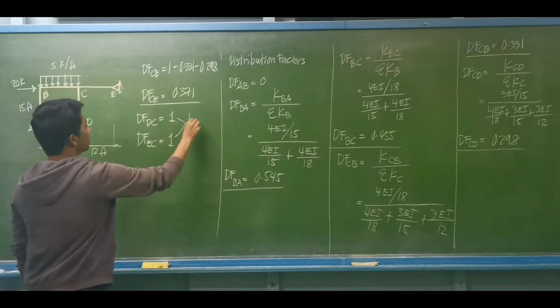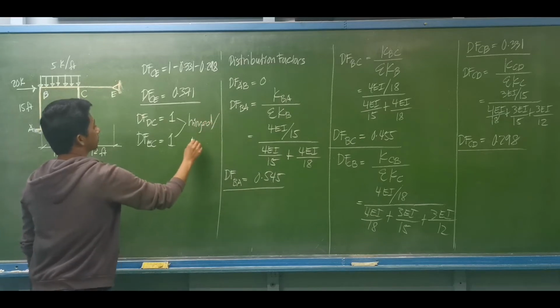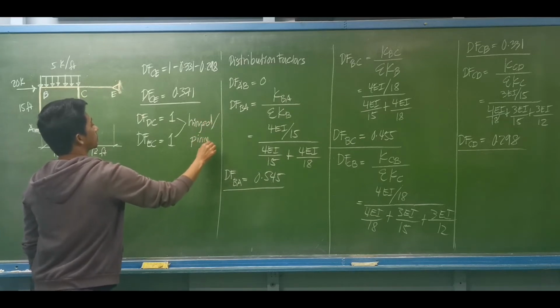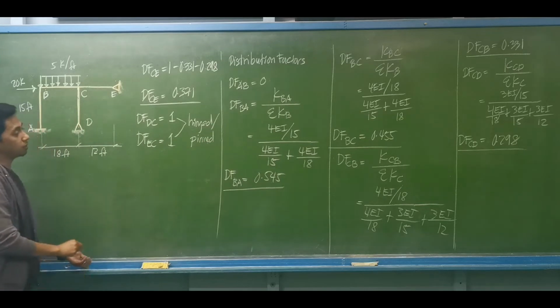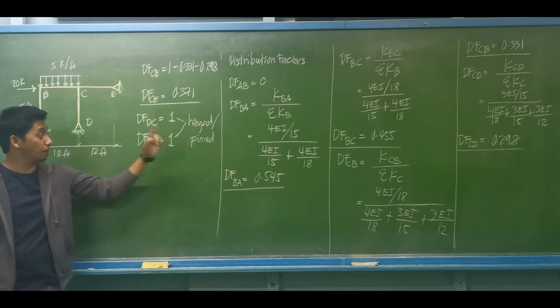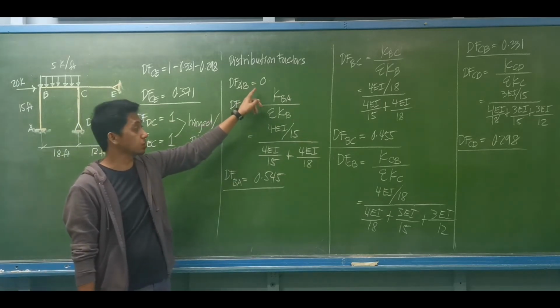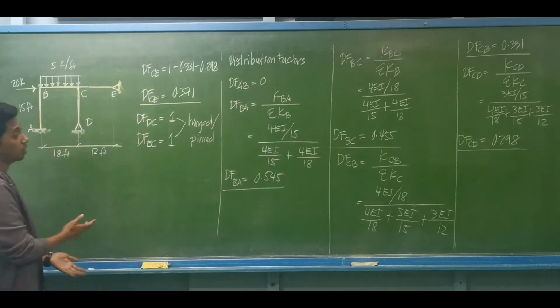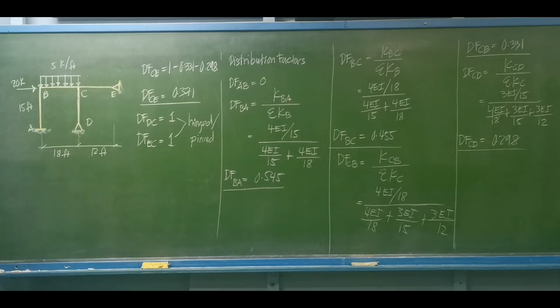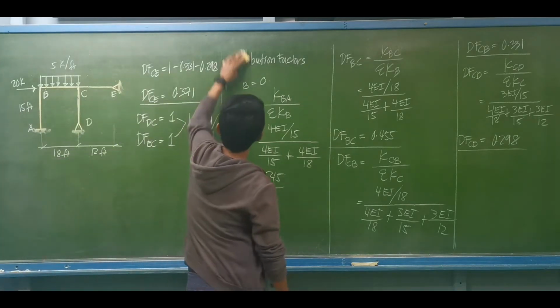So this is for a hinge or a pin. So for a pin support or hinge support, the distribution factor will be equal to 1, while for a fixed support, that will be equal to 0. So those are the values of the distribution factors. Now we are to compute for the fixed end moments.